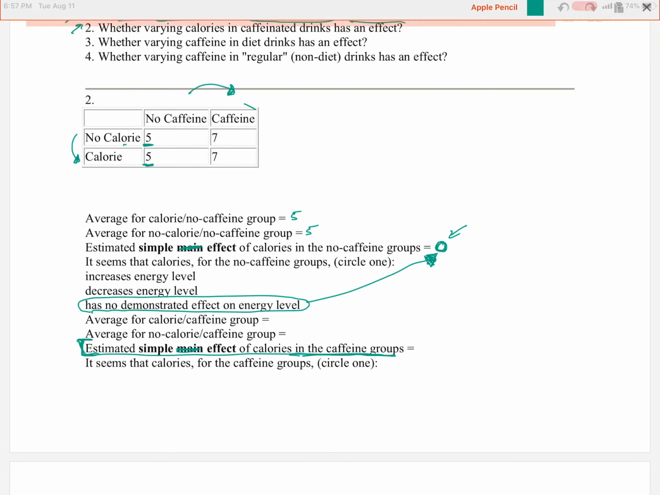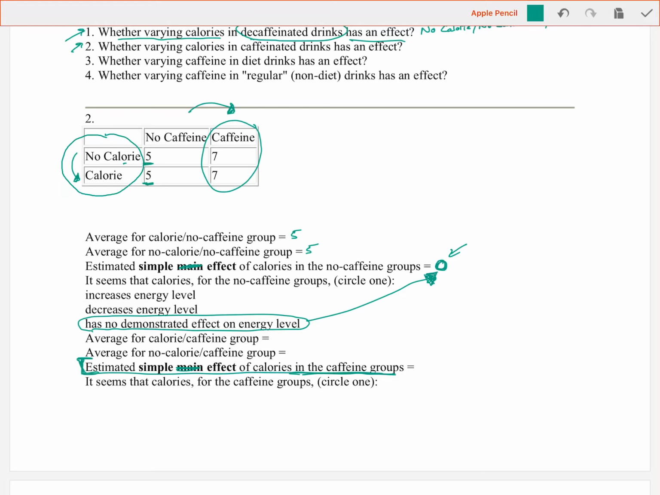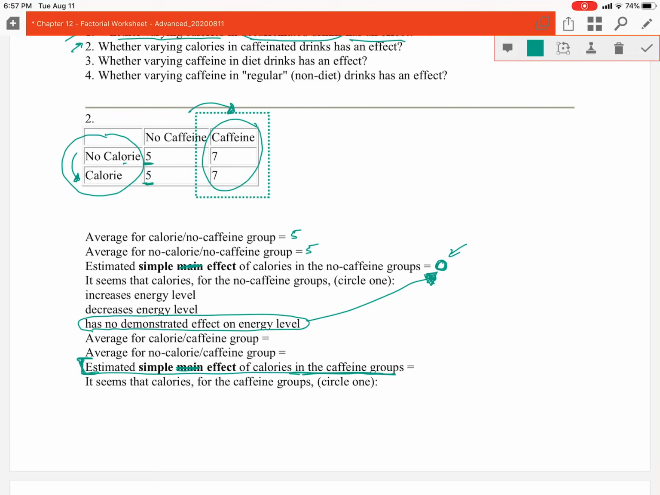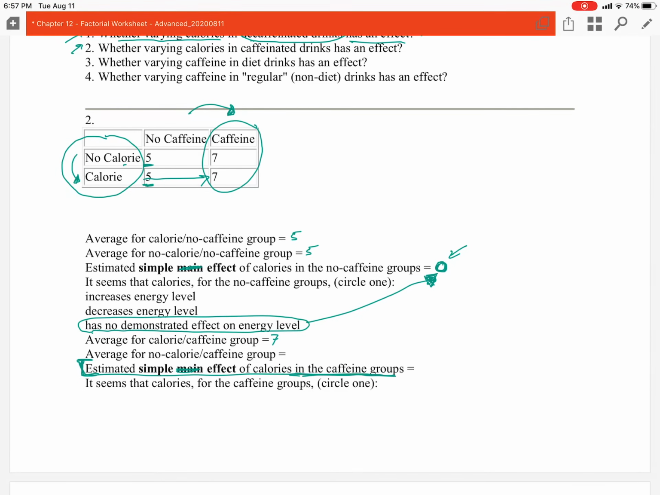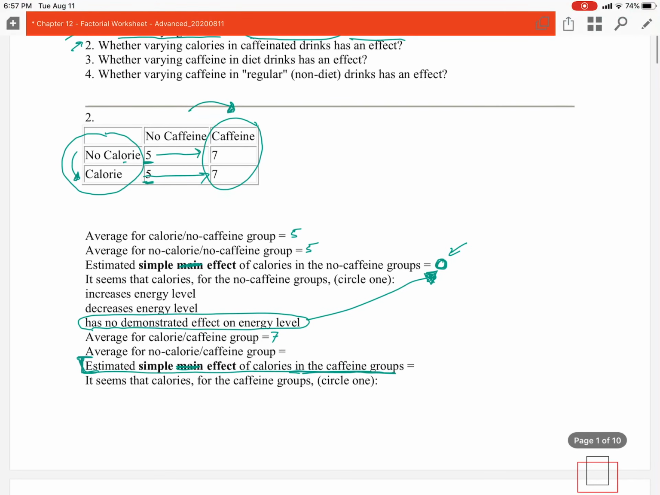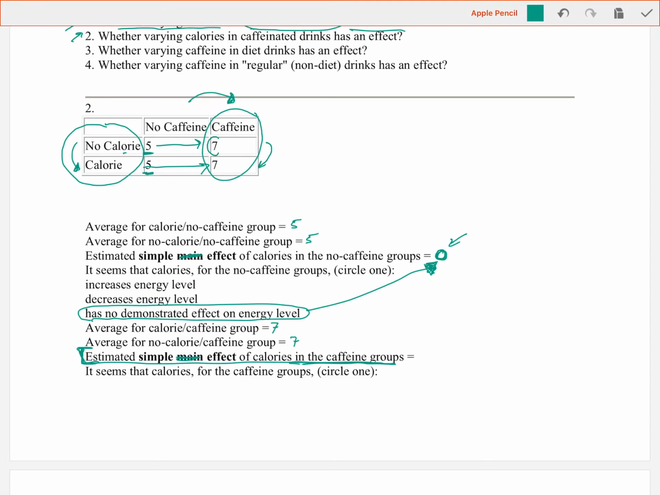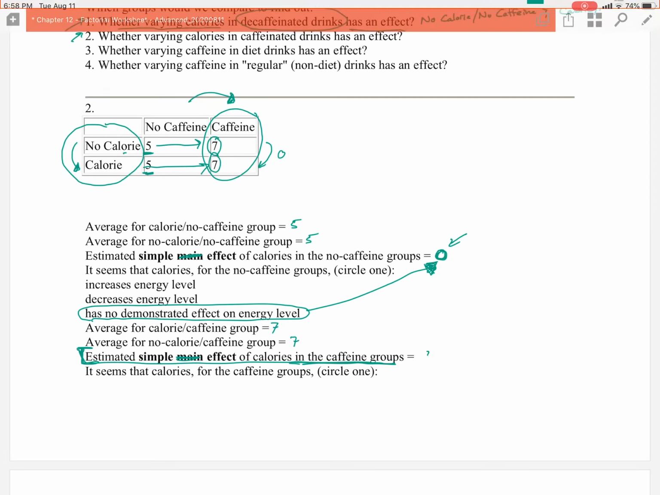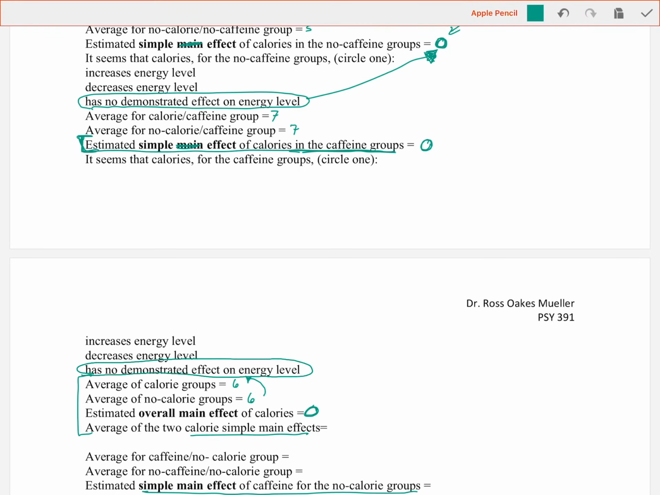Okay, so I want to look at within the caffeine groups, what is the simple effect of moving from no calories to calories? So I'll take a look at my 7 and my 7 here in my caffeine group. My average for the calorie caffeine group, right over here, is going to be a 7. My average for the no calorie caffeine group is going to be a 7 as well. So what's my estimated simple effect of calories within the caffeine groups? When I move from no calories to calories, it increases from 7 to 7, otherwise 0. So down here as well, it seems like it has no demonstrated effect on energy level.